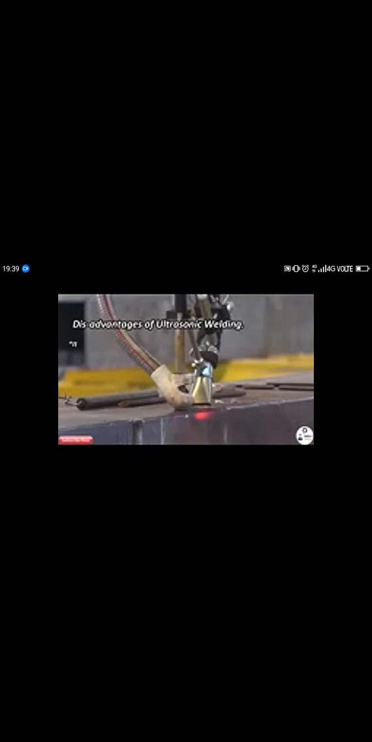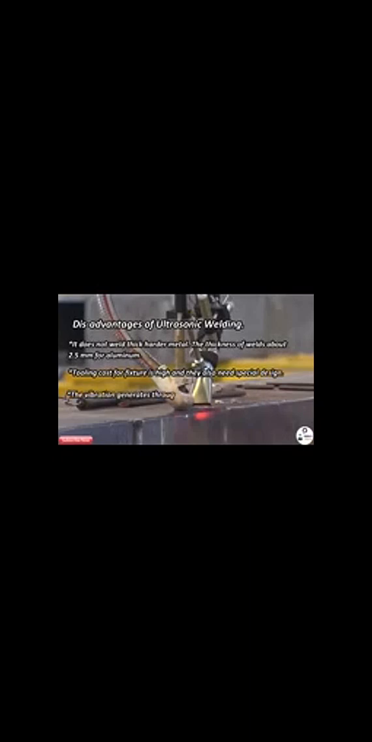Advantages: good surface finish after welding, and no molten metal forms in the joint. Disadvantages: it does not weld thick, harder metal. The thickness of welds is about 2.5 mm for aluminum. Tooling cost for the fixture is high and it also needs special design. The vibration generated through the transducer can damage electronic components.